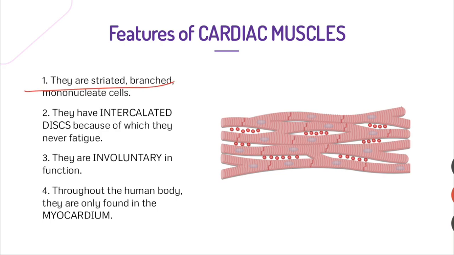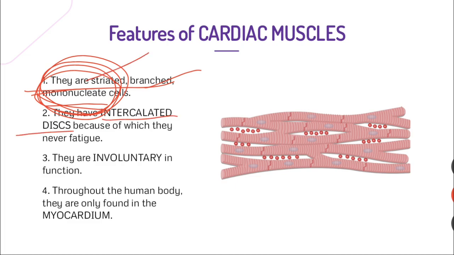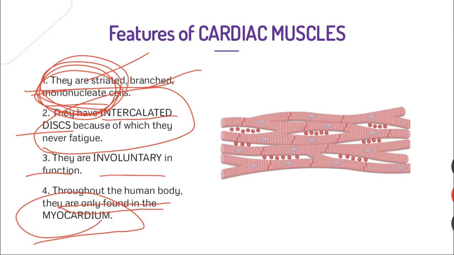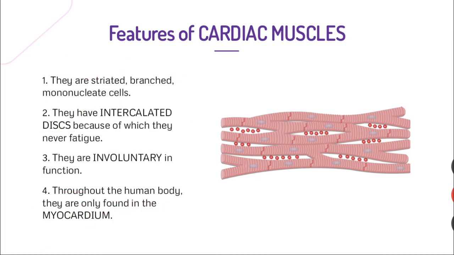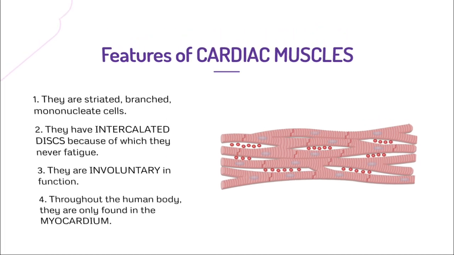They are mononucleate, they are branched, they are striated. Next one, they have intercalated discs because of which they never fatigue. They are involuntary in function throughout the human body. They are only found in myocardium. That is why they are called the cardiac muscles. Next one, these are the features.